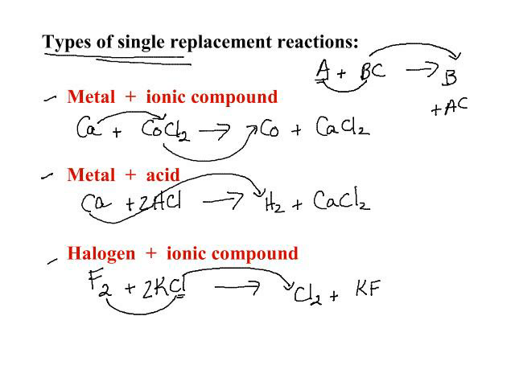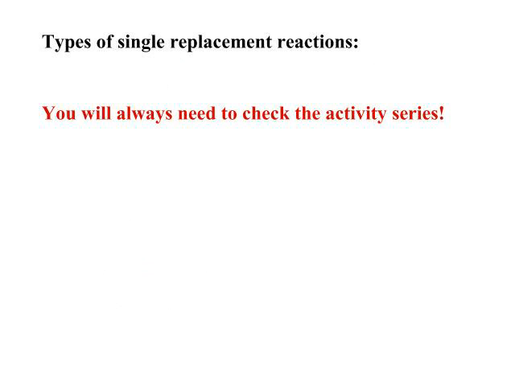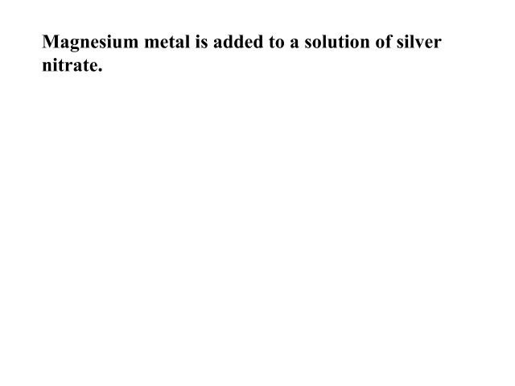Now let's turn them into net ionic equations. Don't forget, before you do any single replacement reaction, you always need to check the activity series to make sure that the reaction will actually occur. So here's our first example. We have magnesium metal added to a solution of silver nitrate. So write the formulas. A solution of silver nitrate would give us silver ions and nitrate ions.